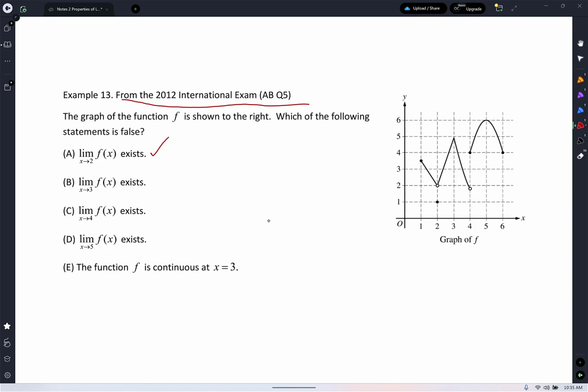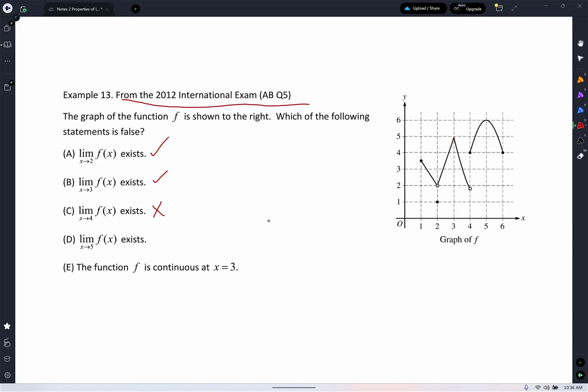Letter B, limit as x approaches 3 of f of x exists. If I approach 3 from the left, if I approach 3 from the right, look at that. It makes that little spike. So that one's true as well. It's kind of like a corner or a cusp. Limit as x approaches 4 of f of x exists. If I approach from the left, it looks like it's a little less than 2. If I approach from the right, it looks like it's 4. That one does not exist, so I'll put a little x.